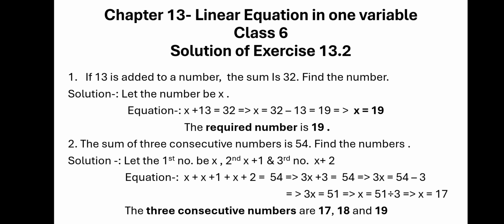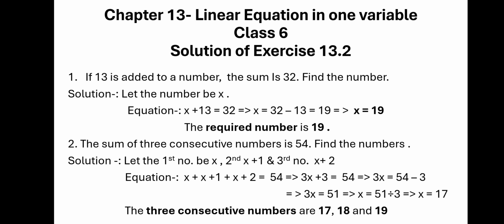Second, the sum of 3 consecutive numbers. I told you that was 2 consecutive numbers. So here it is 3 consecutive numbers whose sum is 54. Find the numbers. Now how to express 3 consecutive numbers in terms of the variable. So let the first number be x. The second number is just more by 1, so it will be x plus 1.